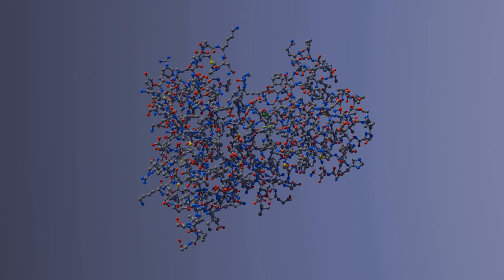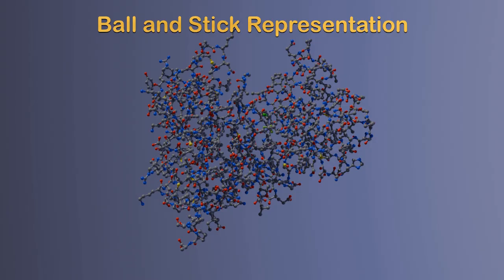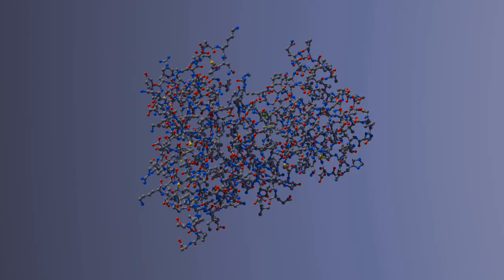This is a ball and stick representation of the same protein, B-Raf. It shows the position of each atom in the backbone and the R groups. By convention, carbon atoms are colored in gray or black, oxygen is shown in red, nitrogen in blue, and sulfur in yellow. Hydrogen atoms are generally not shown.